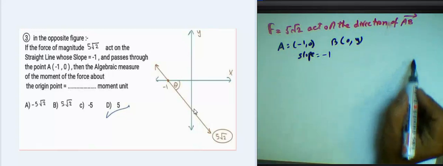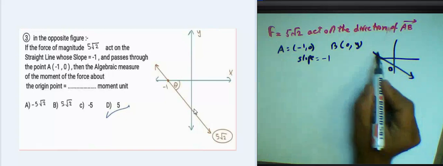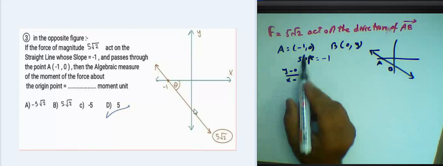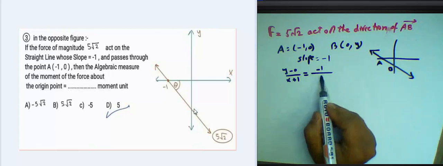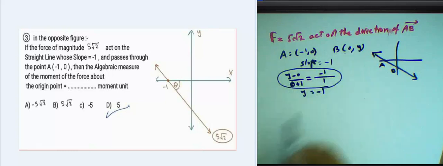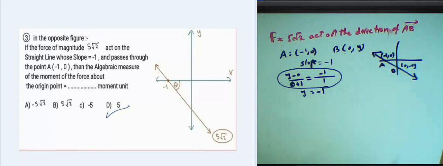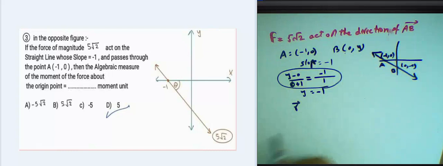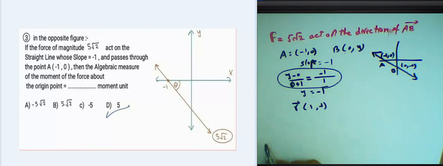We can find the slope between two points, A and B. We can find the equation of the straight line: y minus 0 over x minus negative 1, which is positive 1, equals the slope, negative 1 over 1. When x equals 0, y will be equal to negative 1. So this point will be 0 and negative 1, and this point negative 1 and 0. Or you can find the direction R. He gives us slope equal to negative 1, so we can write negative 1 and one. This is the direction.